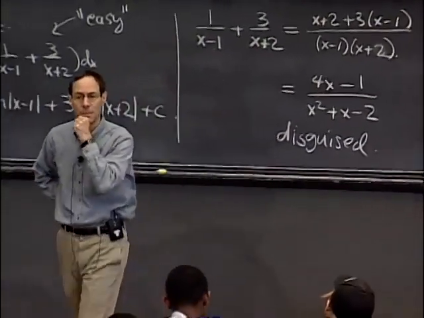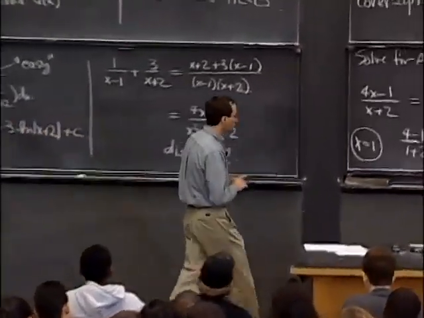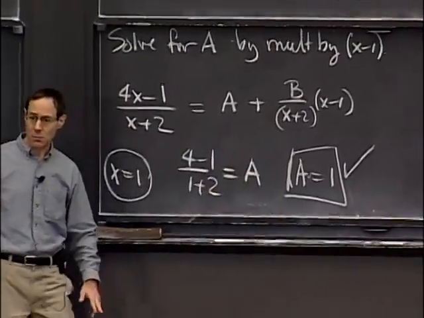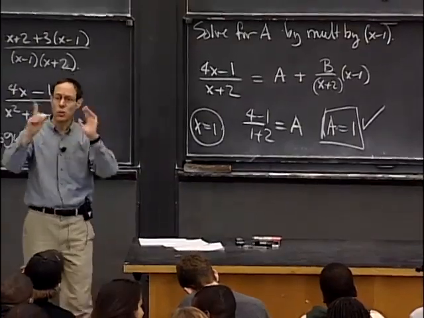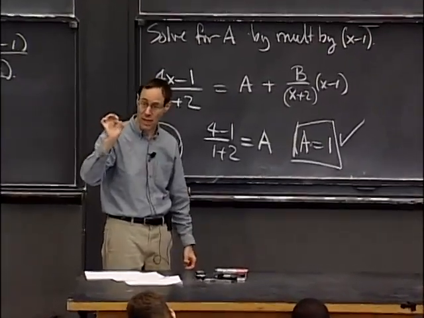Another question. Why did I set x equals 1? The reason why I set x equals 1 was that it works really fast. You can't know this in advance. That's part of the method, all right? It just turns out to be the best thing to do, the fastest way of getting at the coefficient A.